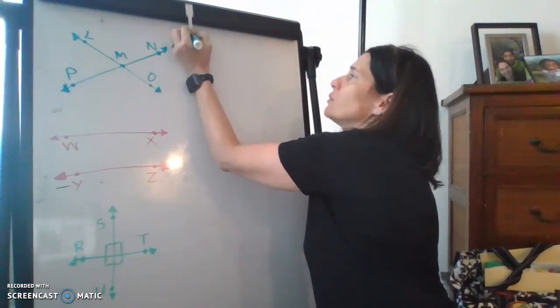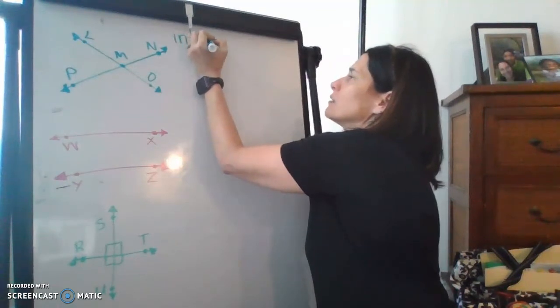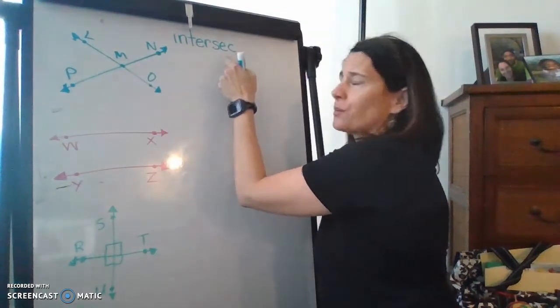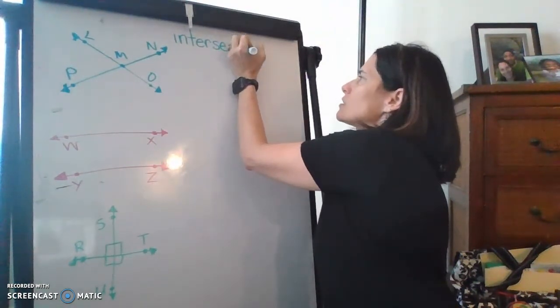So in your notes, we can start to put intersecting. You might want to pause it and draw these, and then come back and put the words. So these are intersecting lines.